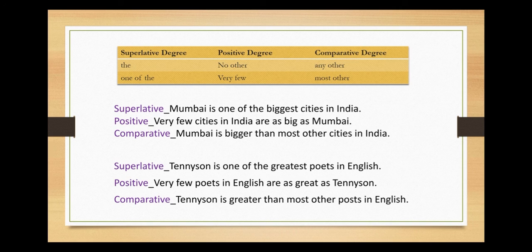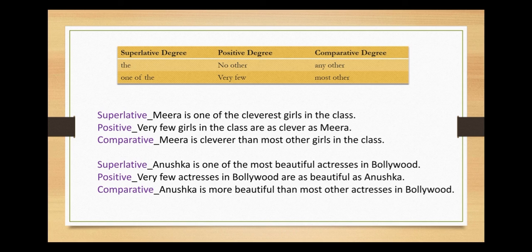Next, Tennyson is one of the greatest poets in English. In positive degree, very few poets in English are as great as Tennyson. Comparative, Tennyson is greater than most other poets in English. Next, Meera is one of the cleverest girls in the class. Very few girls in the class are as clever as Meera. Meera is cleverer than most other girls in the class. Remember these changes. When the given sentence is of "one of the", then in positive degree we use "very few", and in comparative degree we add "most other".